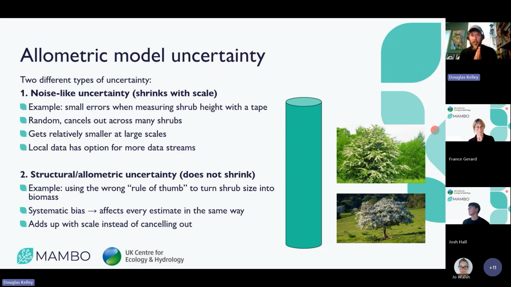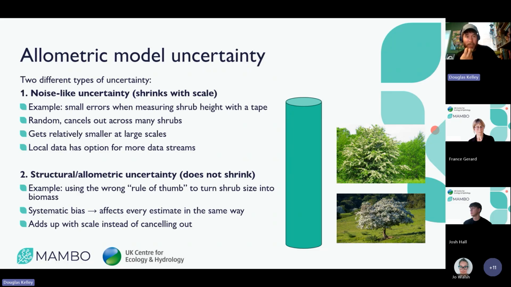We have uncertainty in things which are a bit noisy. This could be that we didn't quite get the tape measure of the right height, or we didn't count up all the twigs when we chopped down the shrubs that we trained on. But also structural uncertainties, things that we can't necessarily control for very well, which might extrapolate to scales. This is things like not getting the right shape of hawthorn. So, for example, we have 2 pictures of hawthorn on the right. Doesn't really look like our cylinder, either of them. So there's 2 different types of uncertainty here.